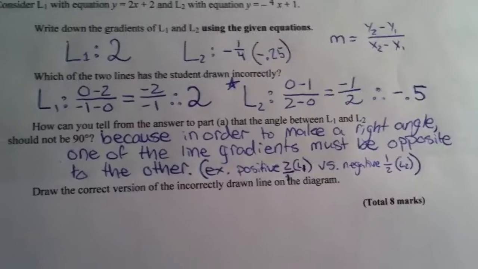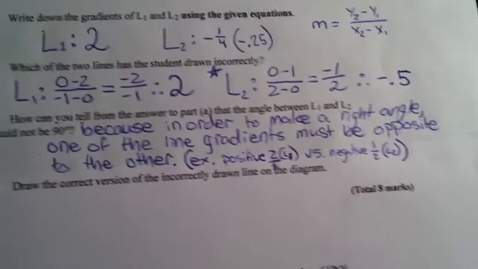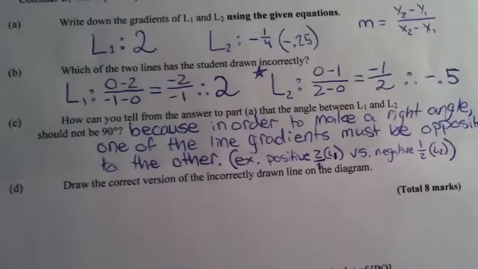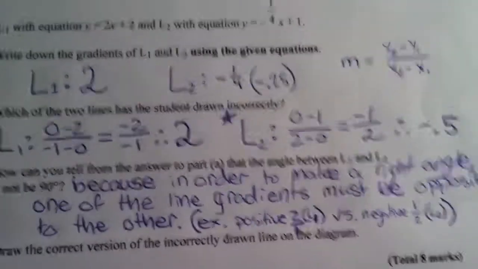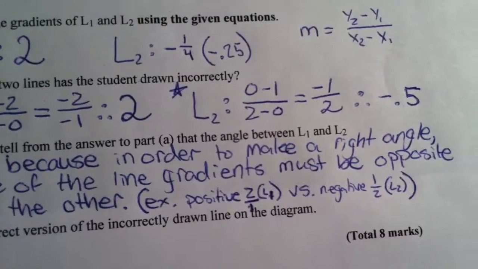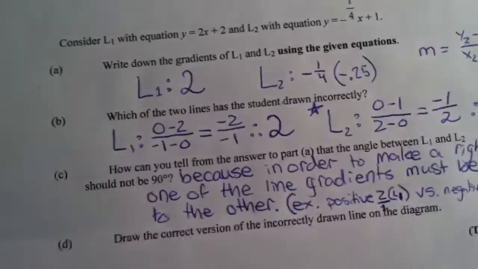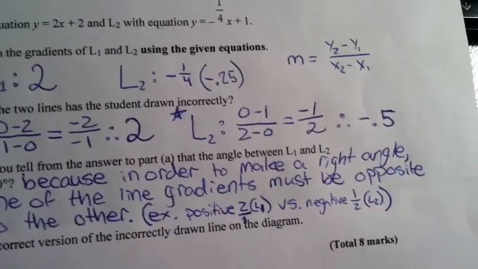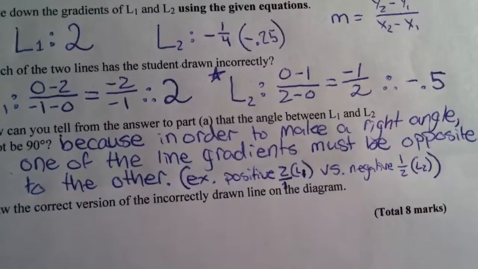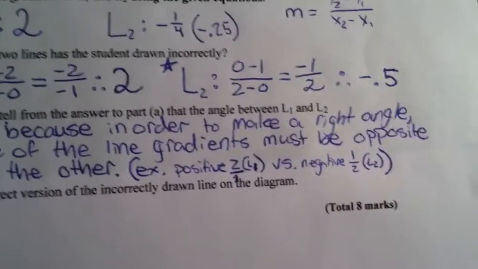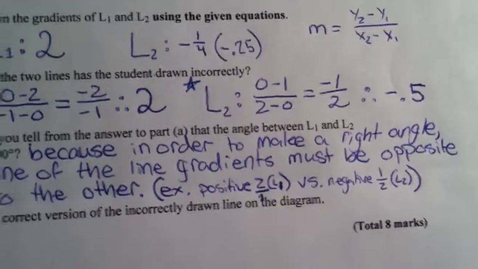So we can tell that this m value is wrong because in order to make a right angle, one of the line gradients must be opposite to the other. So therefore the right answer here is the m values that I've put in section B, because positive 2 over 1, just 2, is opposite to negative 1 over 2, or negative 0.5.